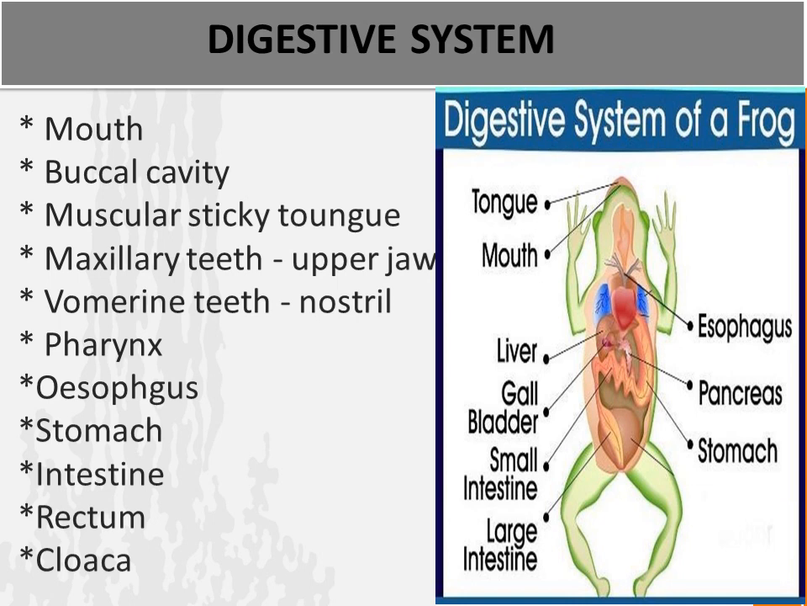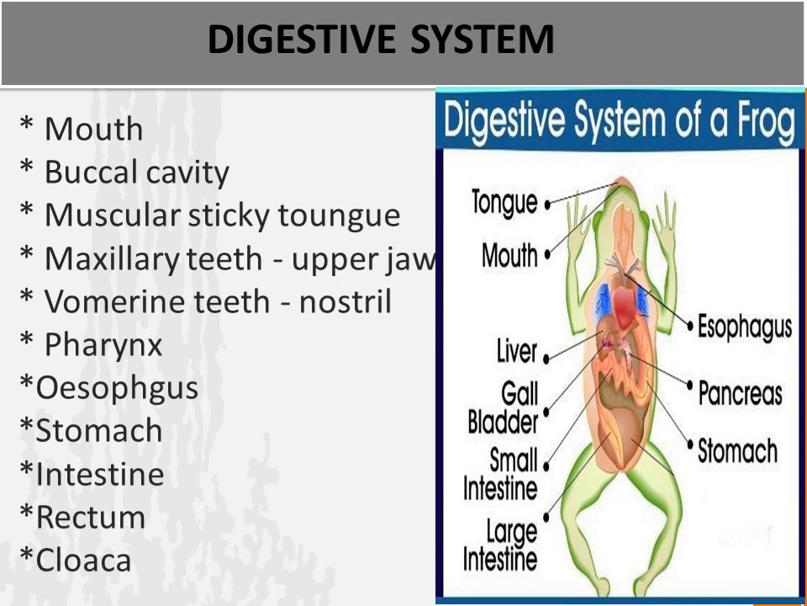Another group of teeth is there. It is one of the specialized teeth present in the frog, known as vomerine teeth, right? These vomerine teeth are a group of teeth present on either side of the nostrils, right? So these are the specialized teeth of the frog, the vomerine teeth, right?